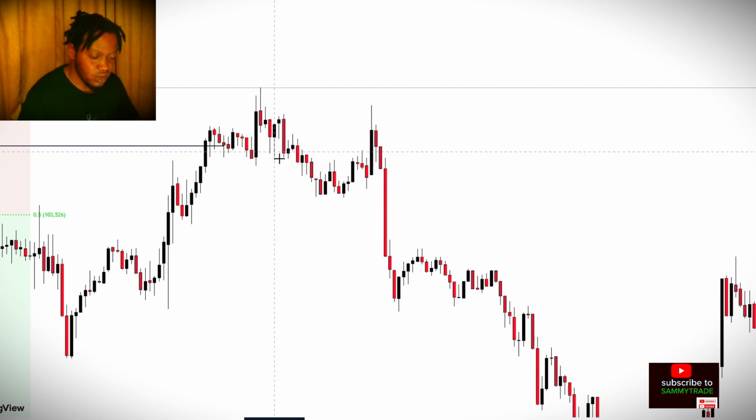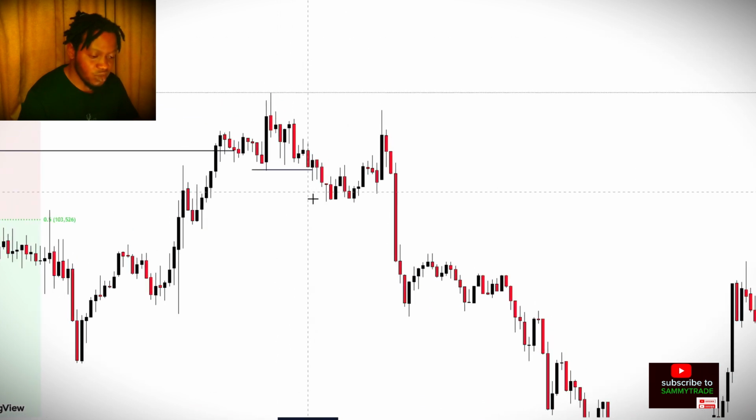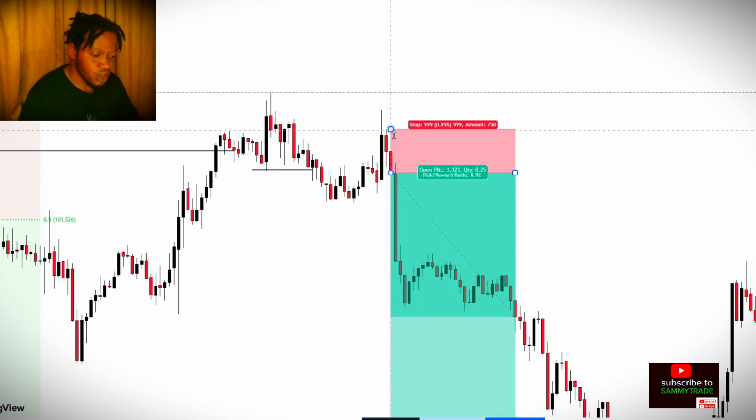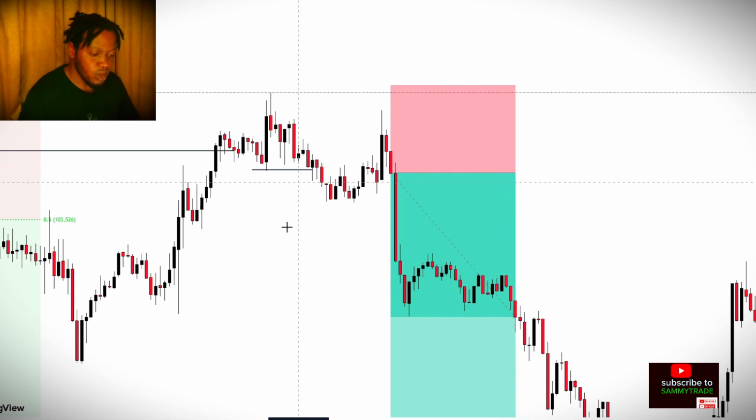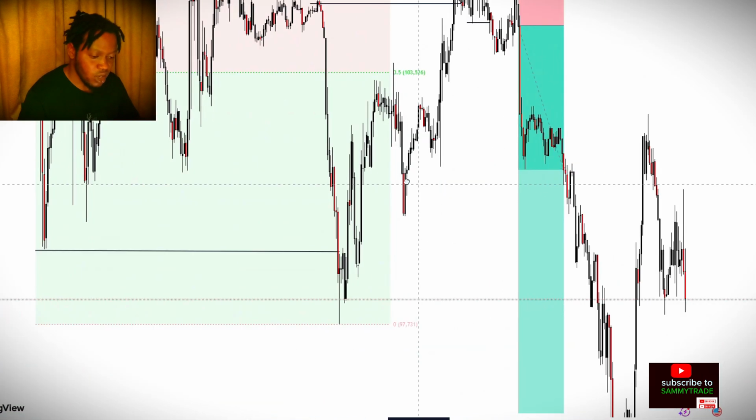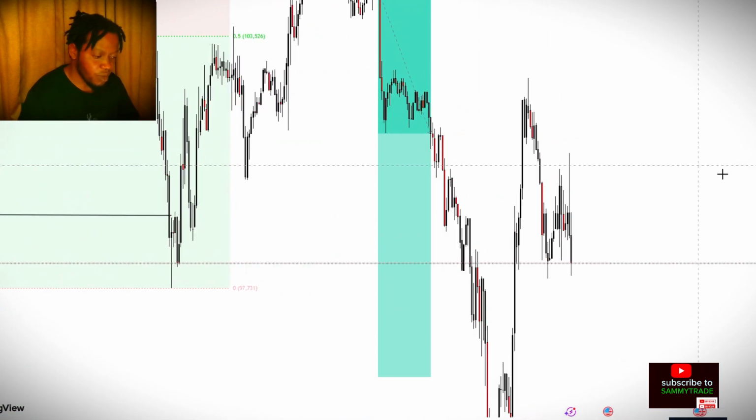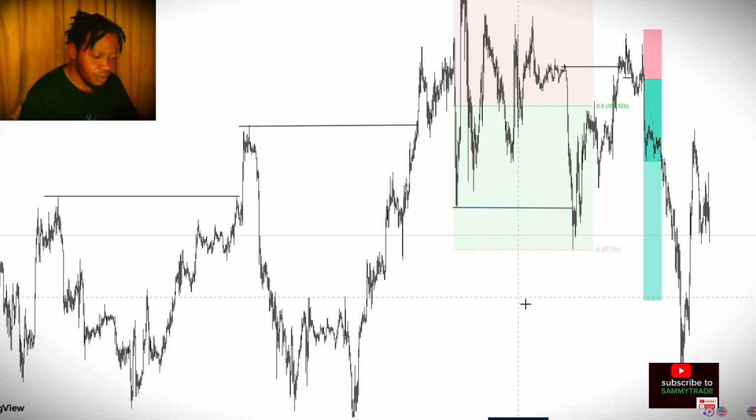So I waited right here, spotted it out, and I waited for that clear shift of structure which I had at this point. So price shifted structure and then retraced. After the retracement, I entered for the trade right here. After seeing these two bearish candlesticks, I entered for the trade at this point. Clearly, just like this, and my take profit was right at this demand zone here.